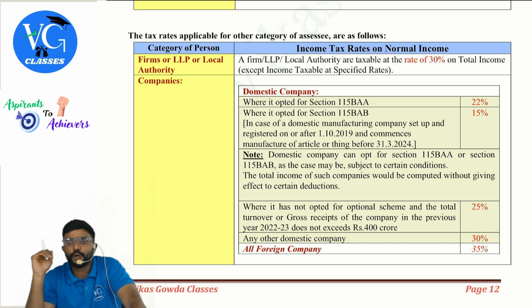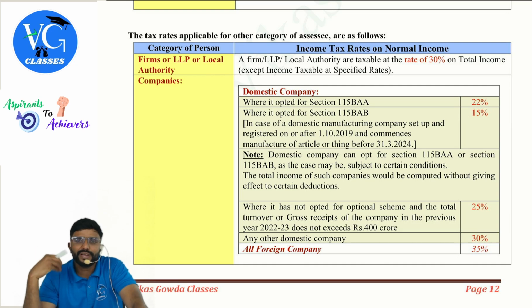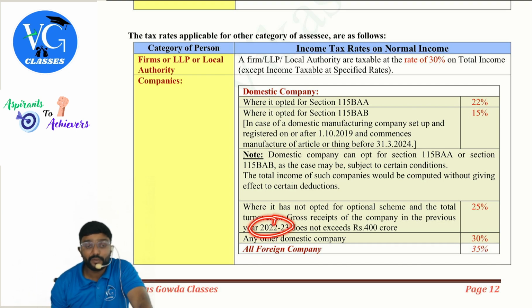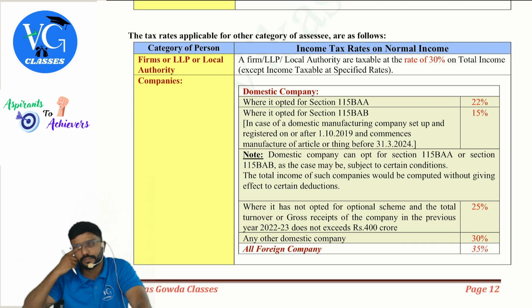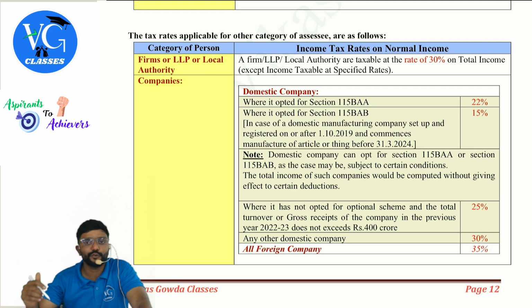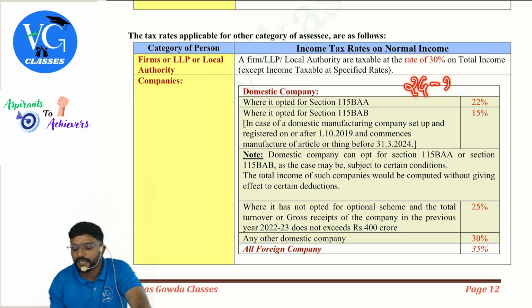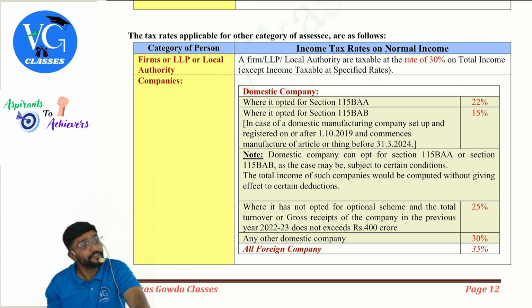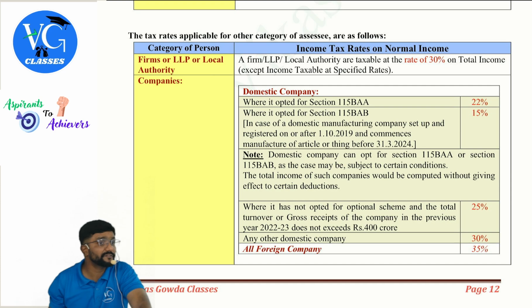Now, if I don't want to follow the optional scheme, then check whether I am a small company or not. How do I check whether I am a small company or not, sir? Check in your financial year 22-23, what was your turnover? In financial year 22-23, if your turnover is up to 400 crore, then for the year 24-25, you are considered to be a small company, and the tax rate would be 25%. Guys, we are deciding the tax rates for previous year 24-25, for which we are checking which year's turnover?